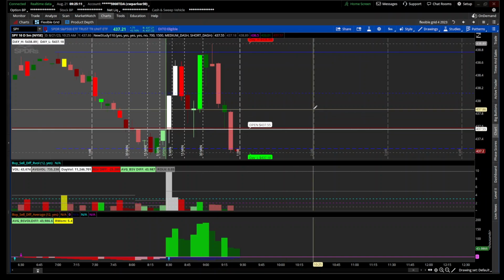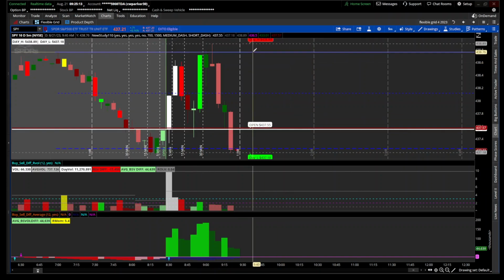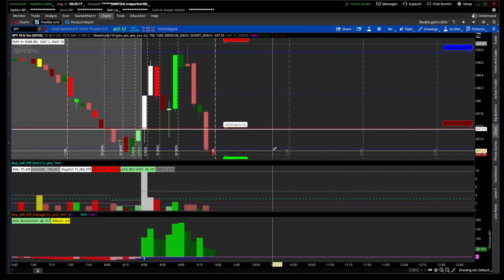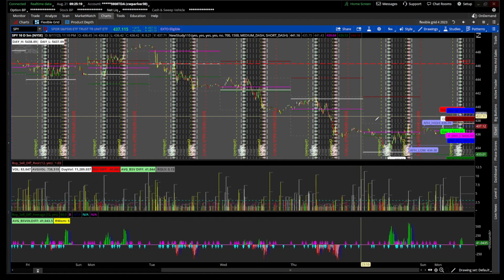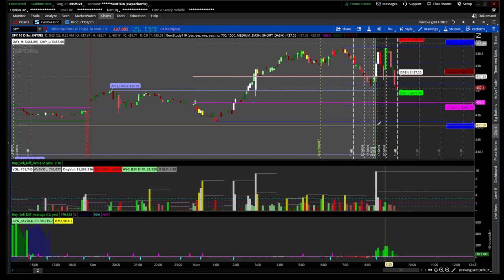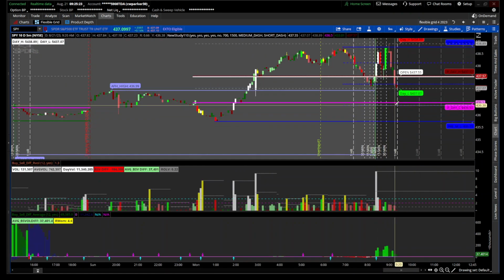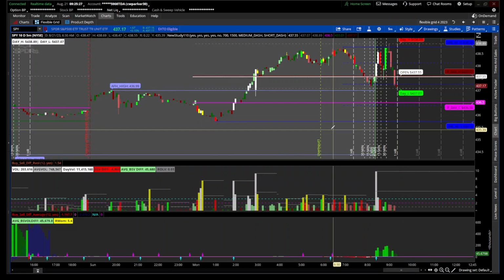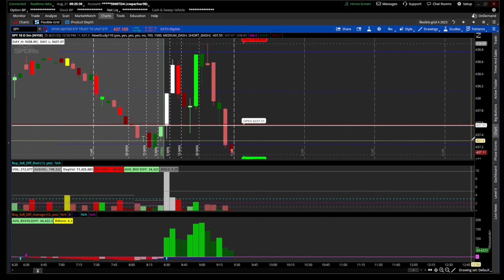So these blue lines right here, you can see this is my pre-market high. This is the 78.6 fib. This is your 50. And this is, I didn't mean to go out that far. This is your 21.4 fib. And this is your pre-market low. And right now we're looking at the S&P 500.